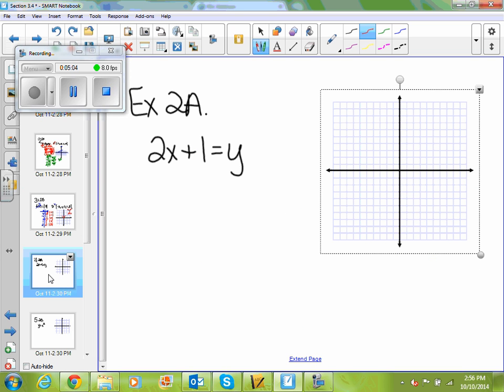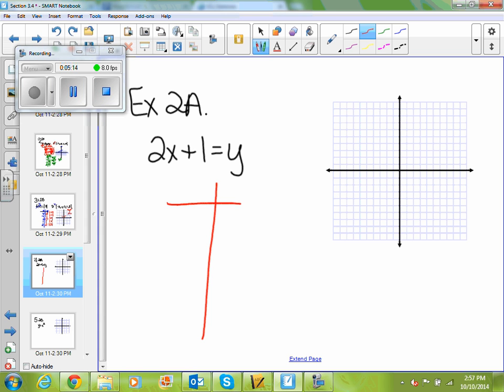Alright, so if we look at example 2a, we're given the function 2x plus 1 equals y, but we're not given any domain values. When that's the case, then we get to make up our own domain values. And we generally like to stay with small domain values. So why don't you guys give me some small domain values that I can use? 1, okay, and 2, 4, and 5. So we're given 1, 2, 4, and 5. Those are the values we're going to use to graph.